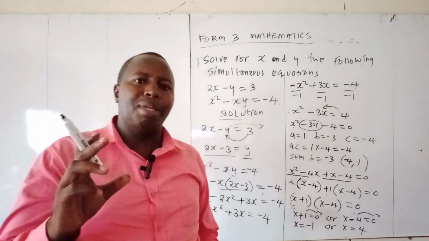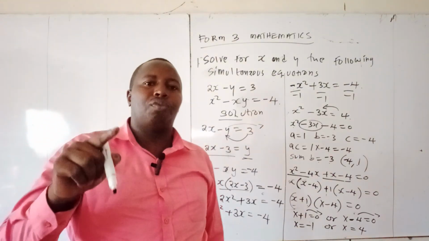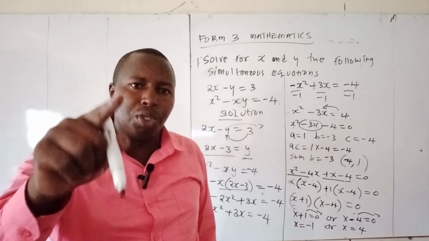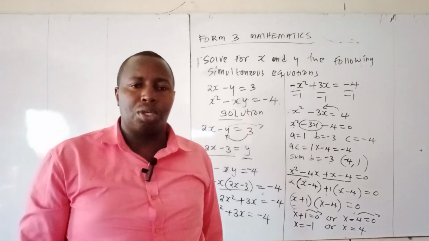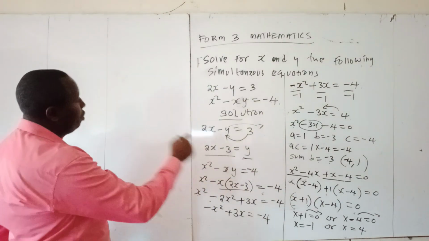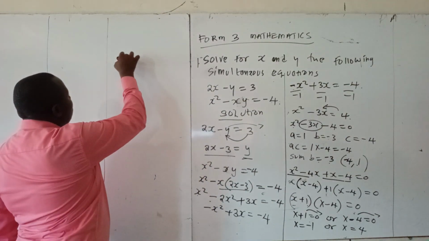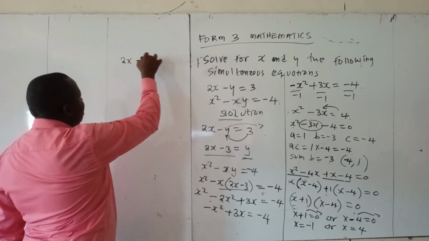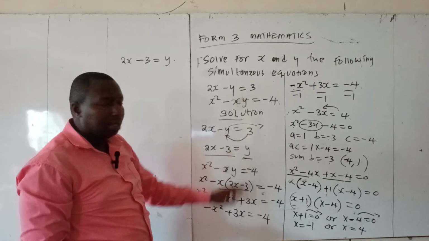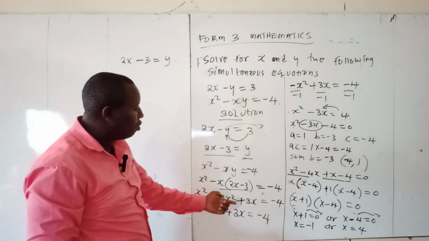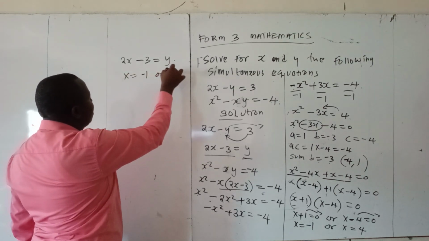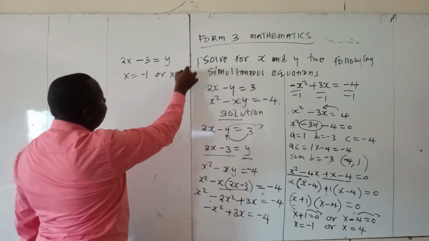But in our exam, the examiner is asking for us to find the values of x and y because it is a simultaneous equation. So therefore, what do you do? Come back to your original equation. You have 2x minus 3 is equal to y. That's what you said that y is. 2x minus 3 equals y. And you already have your x. You have two values of x. X is equal to negative 1 or x is equal to 4.